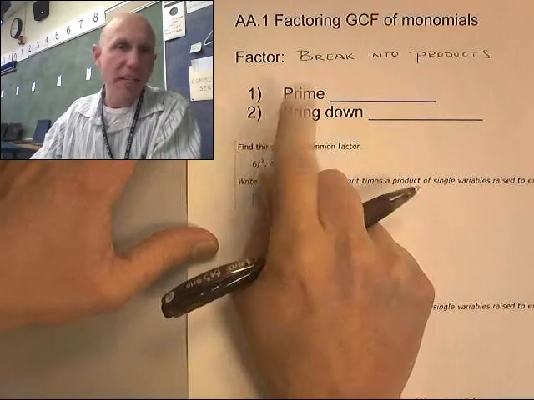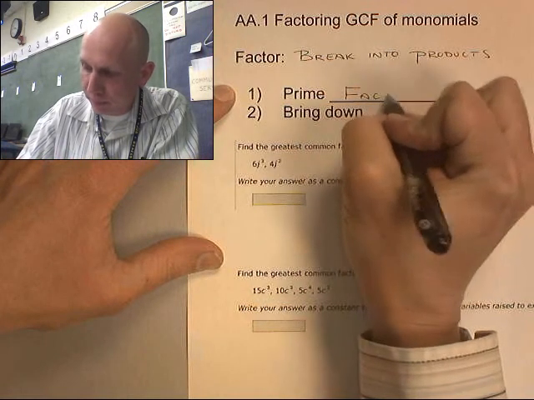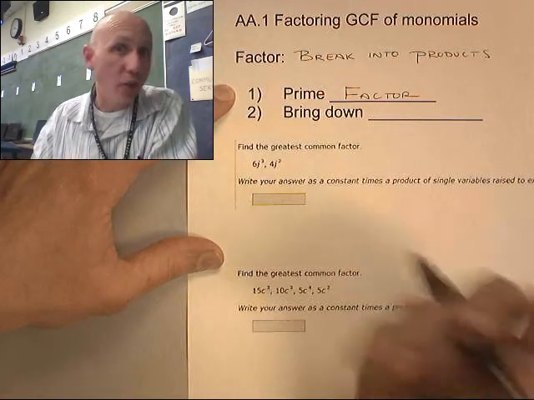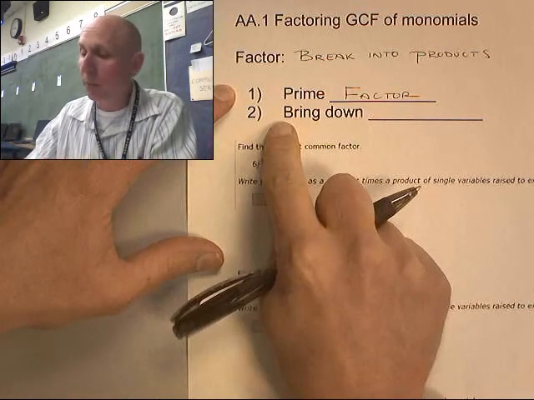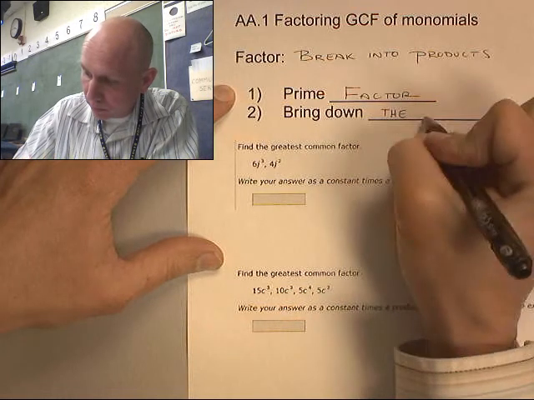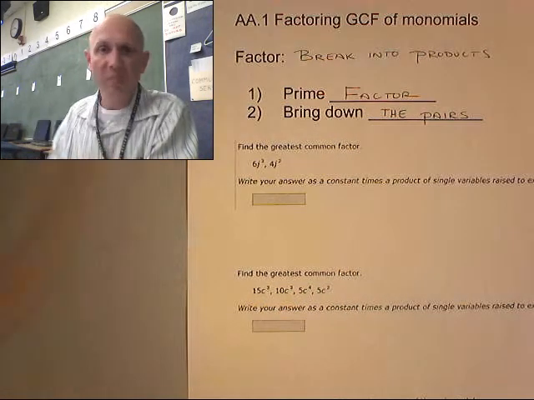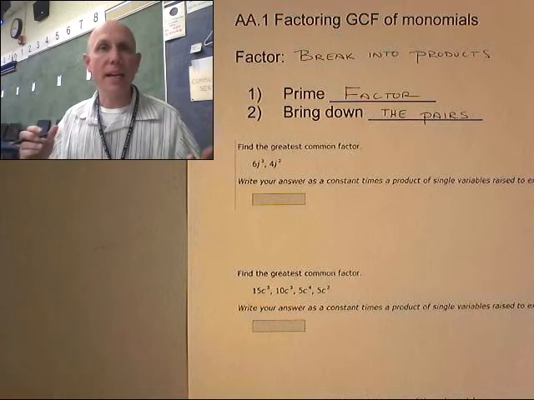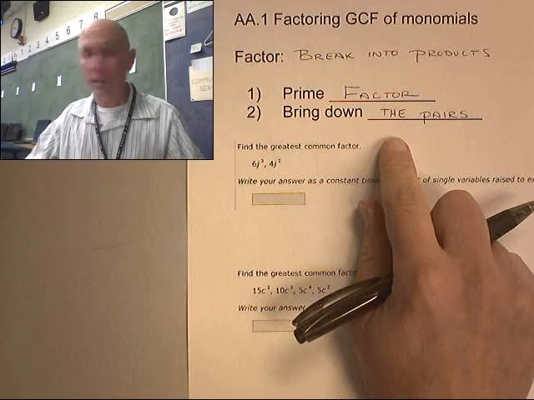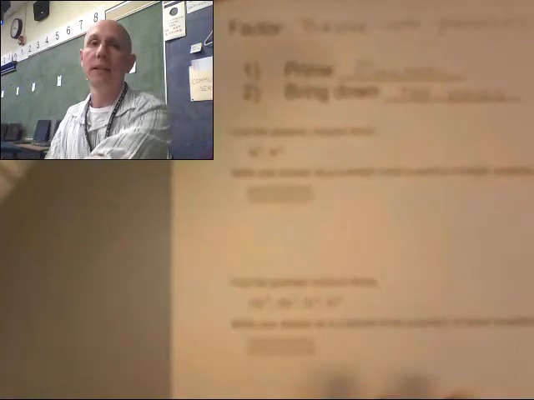If we go back to the last video, it's going to start with prime factoring, which is the factor tree. We're going to be bringing down the pairs. And in this instance, we're going to start throwing some variables into it also, but it's going to be the same idea. Just like the numbers, the variables are going to work the same way.